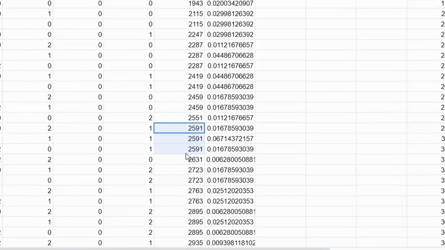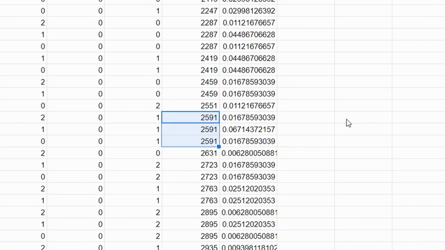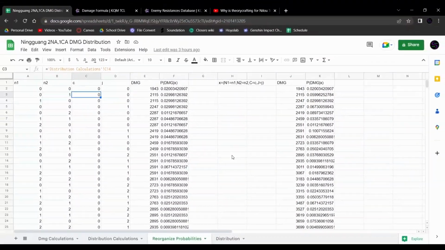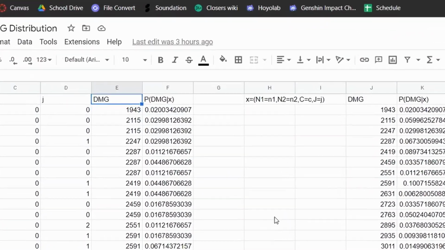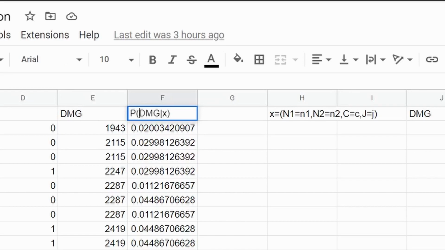So look right here, this one appears more than once. So that actually makes things a lot more awkward, and I decided to reorganize everything. Now, notice here that I have the probability of getting a damage given a specific sequence of what crits and what doesn't. This dependency is very important. You have to keep that in mind.